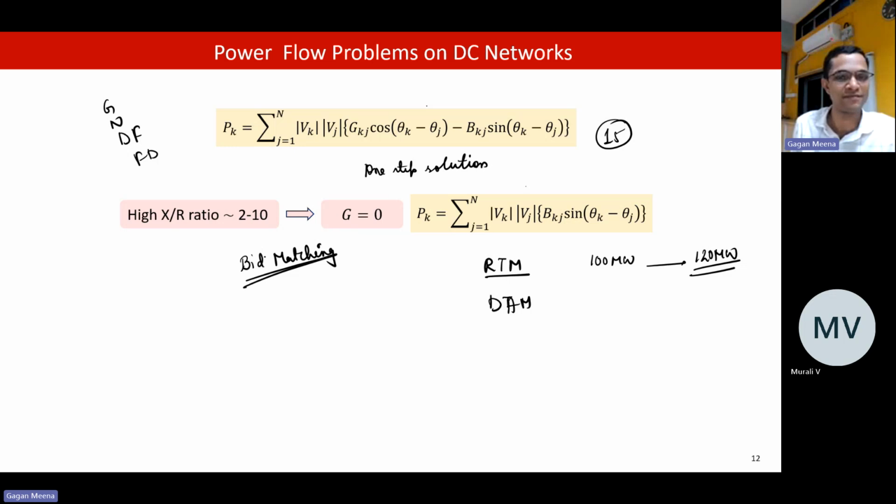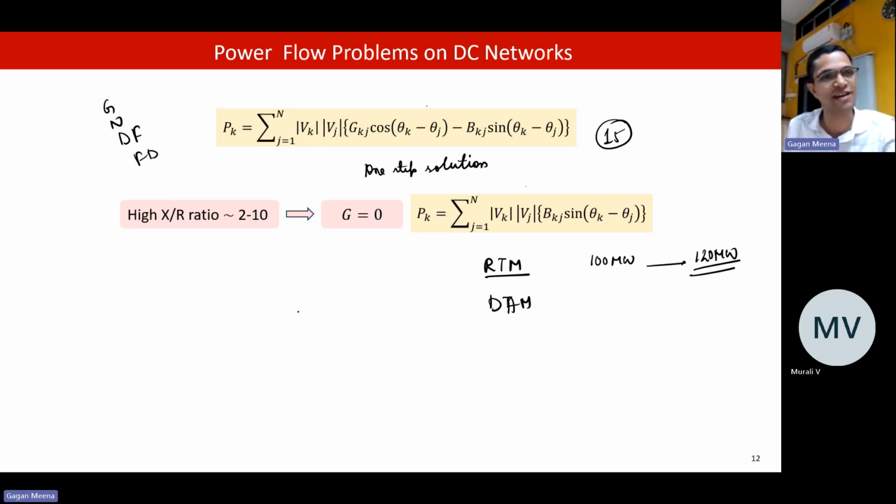The distribution company will bid that I am ready to give rupees 10 for each unit. Some distribution company will bid rupees 20 for each unit, I am ready to give for 100 megawatt or 200 megawatts. The generator will also do that. Finally, the solution comes out and each generator is told that you have to generate this much. But that solution has to be calculated very quickly because in the next 15 minutes everything has to change.